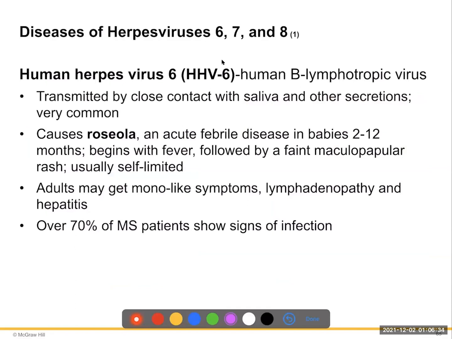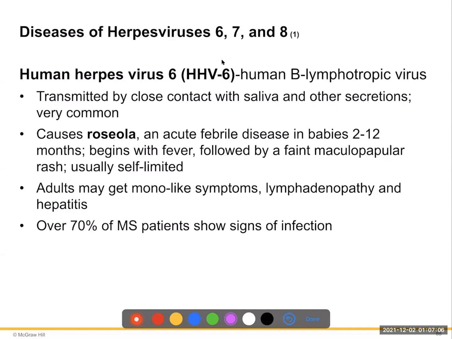Okay, the 6, 7, and 8 now. Human herpes virus 6, 7, 8. Number 6, the human B lymphotropic virus, is transmitted by close contact with saliva and secretions, and it's very common. It causes roseola. Roseola is a red rash that you get usually on the cheeks. Acute febrile disease in babies 2 to 12 months. Begins with a fever, followed by a faint maculopapular rash. Usually it's self-limiting. Adults may get mono-like symptoms, lymphadenopathy, and hepatitis.